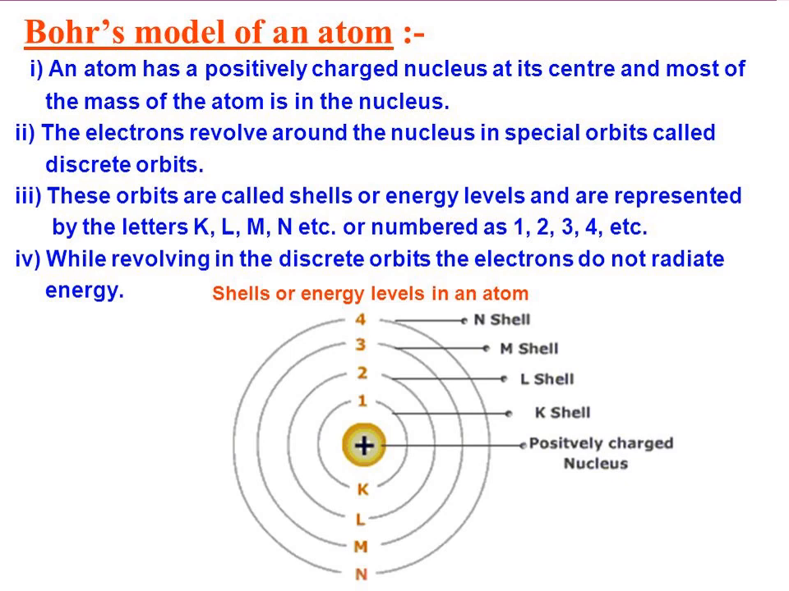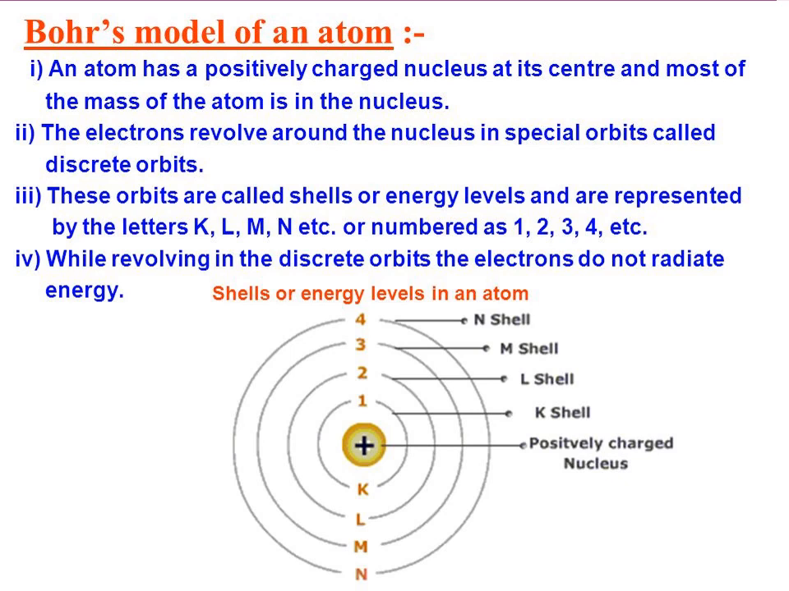Number 2 is the L shell. Number 3 is the M shell. Number 4 is the N shell. So K, L, M, N, four numbered orbits, 1, 2, 3, 4. Electrons are moving in the first orbit. How many orbits, that we will study later. Here the electrons revolve around the nucleus, that is an orbit.